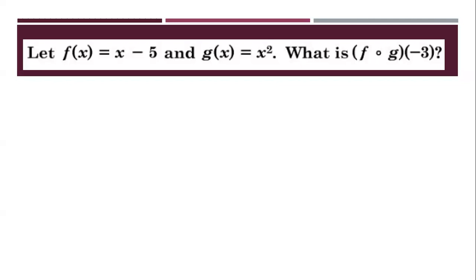Wait, no, it's whichever is closest to the number. Yes, that is first, so see how when we rewrote it, what's our inside? F of -3, remember it's the inside, then the outside.